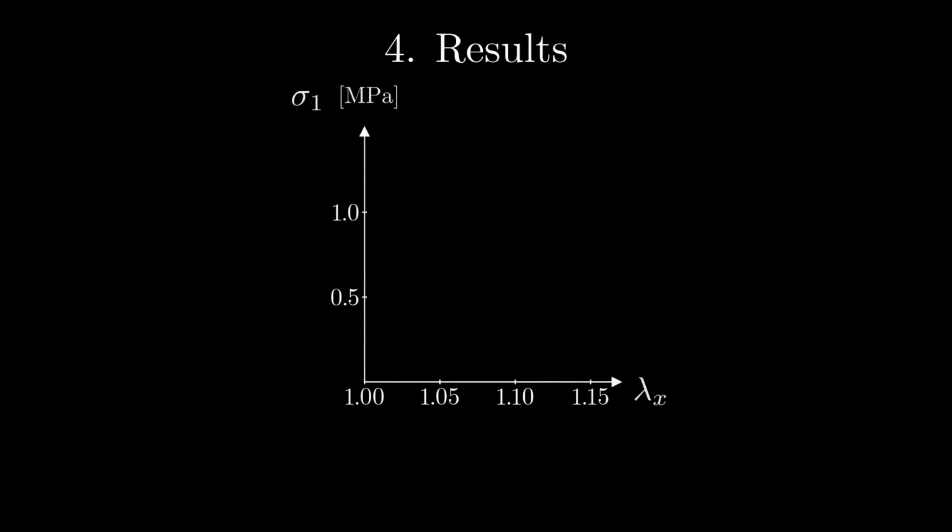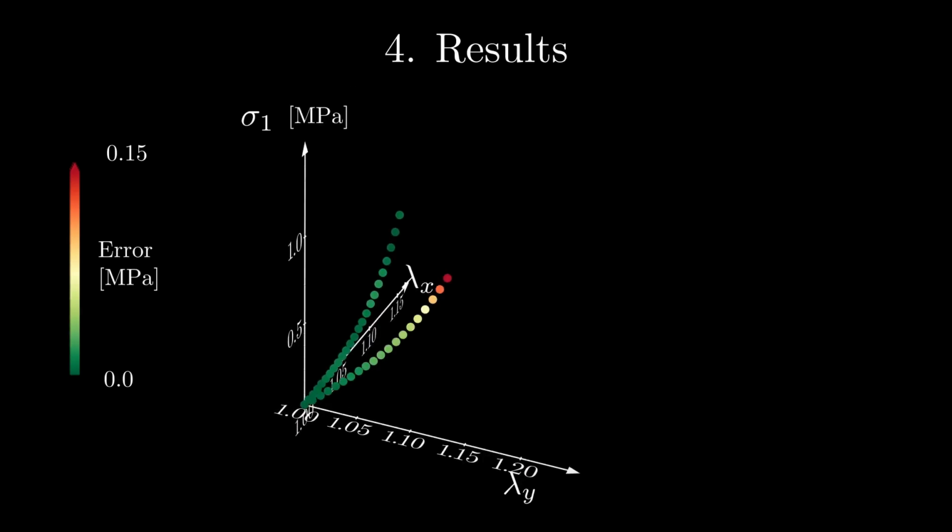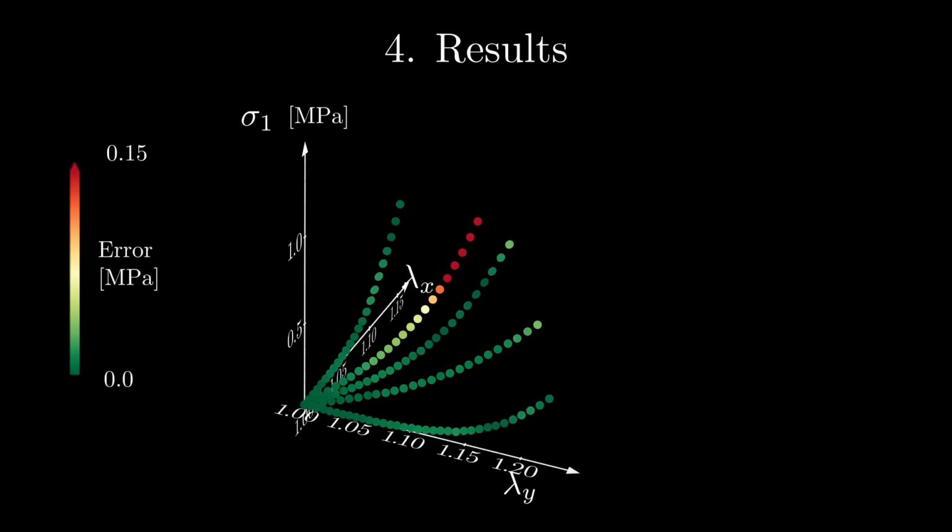Next, we train the neural ODE with stress-stretch data obtained from biaxial experiments on porcine skin. These points are colored according to the error of the neural ODE at each point after training. Here is how this plot looks if we bring the stretch in the other direction into the picture. Three of these 5 loading paths are used in training, while the other 2 are saved for validation.